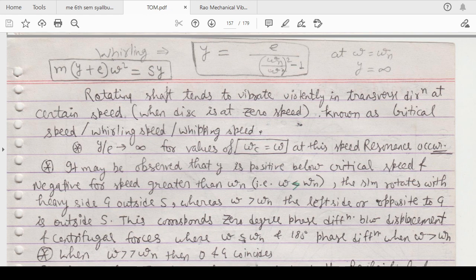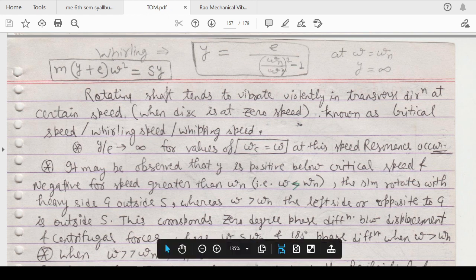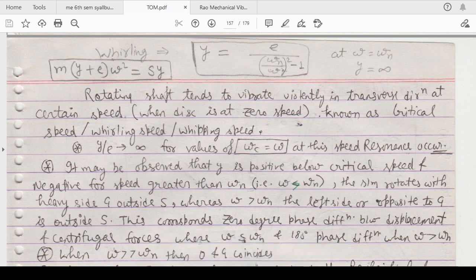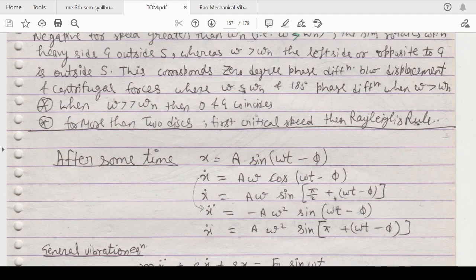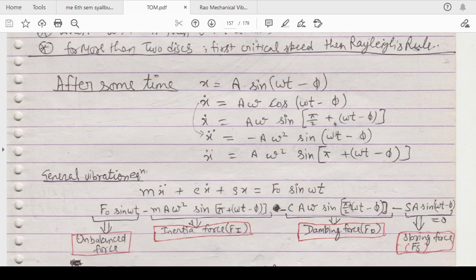When omega equals omega n, at that point y will equal infinity. You can recall this, since sometimes they ask you to derive the whirling of the shaft. I'm recalling these terms quickly because going deep would take more time, and you can also recall it with the help of your books.